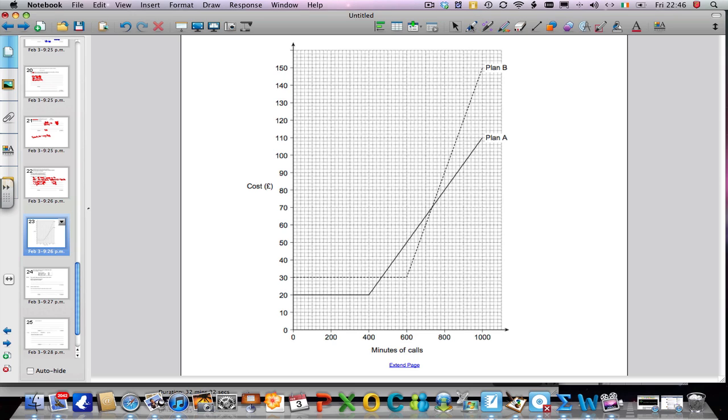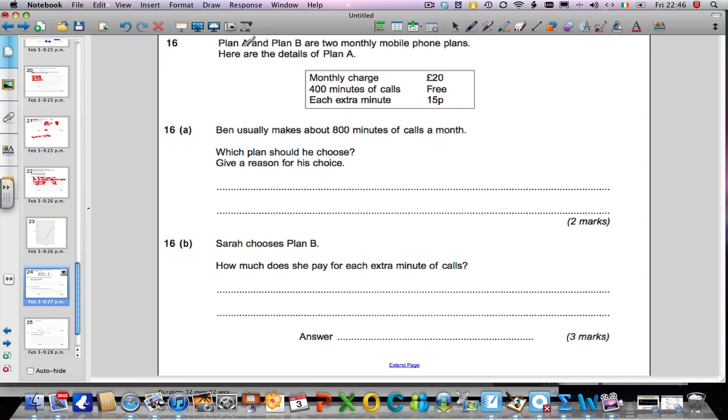Okay, so the next question involves a graph like this with 2 straight lines. Minutes of calls versus the cost, and it tells us that we've got 2 plans, A and B, and it gives us the details of plan A. It says the monthly charge is £20, you get 400 minutes of calls for free, and then for every minute after that you're charged 15p.